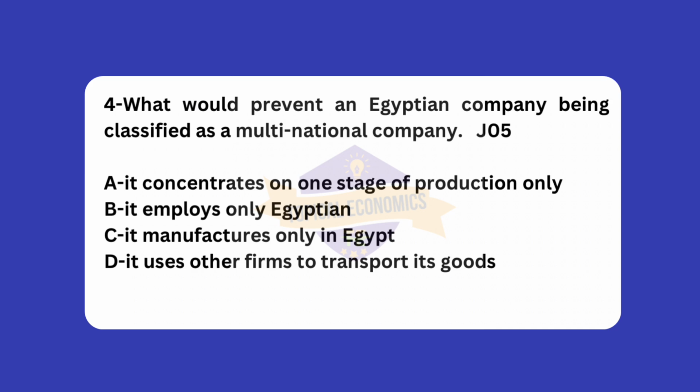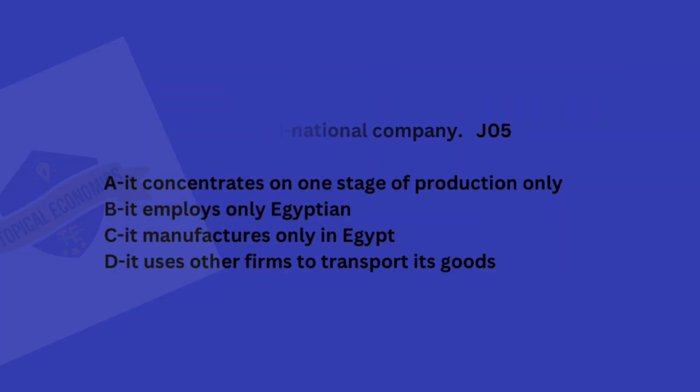Employment nationality does not determine multinational status. And option D, it uses other firms to transport its goods. So utilizing other firms for transport does not affect its multinational classification. So the answer for this question is option C, that is, it manufactures only in Egypt, would prevent an Egyptian company from being classified as a multinational.